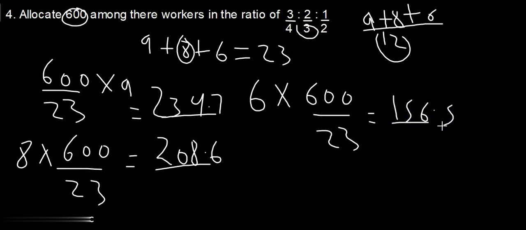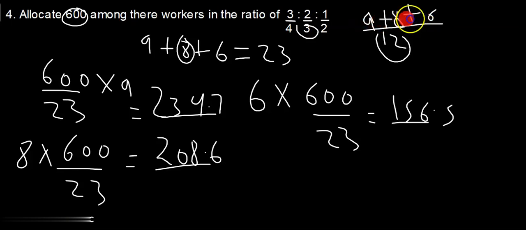I don't want you to get confused, so I'm going to review it again. The first step is to find the LCM, which is 12. Then I divide 12 by 4 and get 3, and 3 times 3 gives 9. 12 divided by 3 is 4, and 4 times 2 gives 8. 12 divided by 2 is 6, and 6 times 1 is 6 itself.